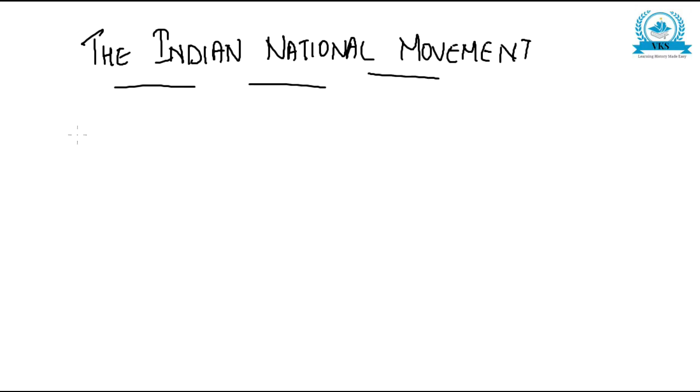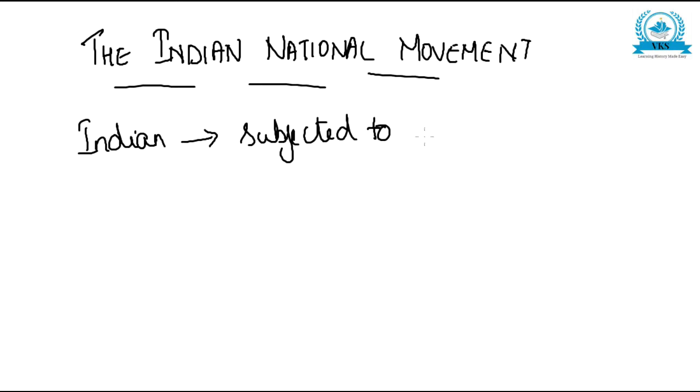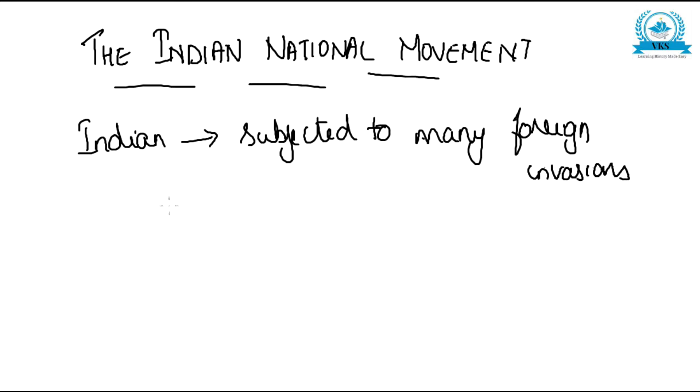So first, India was subjected to many foreign invasions. We all know that India as a land attracted many foreigners. That is why India was subjected to many foreign invasions. Many foreigners invaded India, like the Greeks, Sakas, Kushanas, etc.